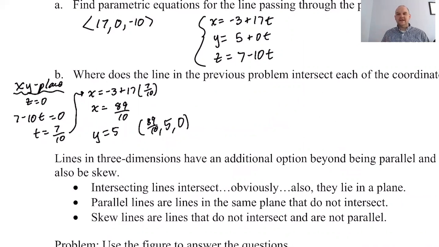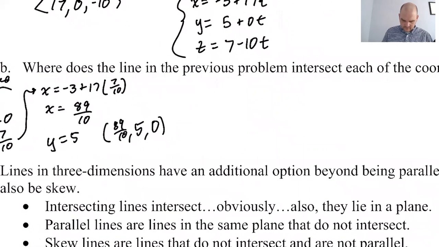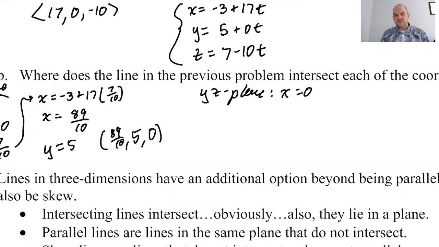All right, so now let's do the YZ plane, right? What is the equation of the YZ plane? There's no x in there, which means x is equal to 0. If x is equal to 0, then because of our line, -3 plus 17t is equal to 0, which means that t is equal to 3/17.